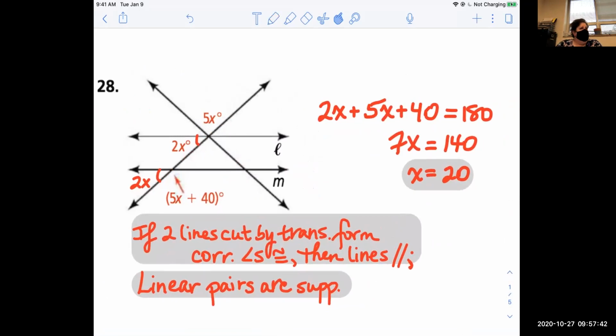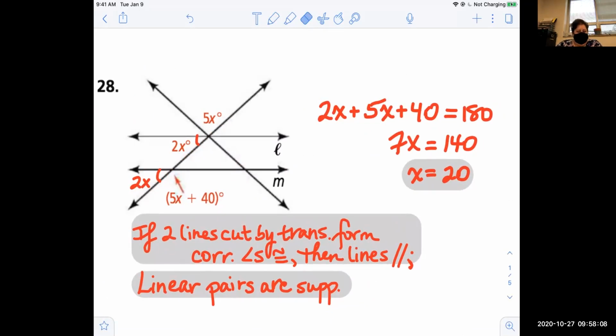Okay, and then for that one, linear pairs are always supplementary. If I knew that these corresponding angles were congruent, the linear pairs would have to be supplementary. So then when I add those to 180, I'd get x equals 20. But what I'm trying to use that's not given is I need to know that the corresponding angles are congruent.